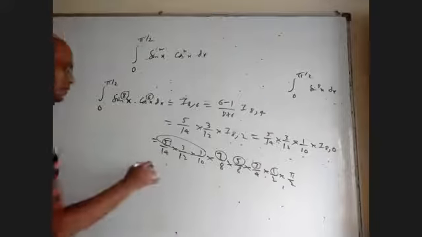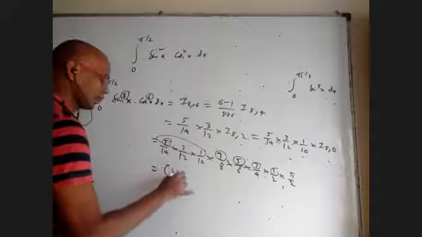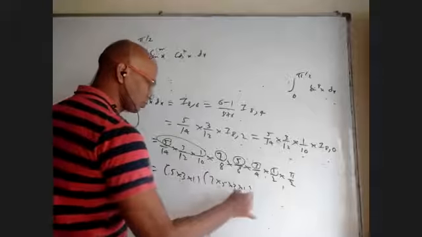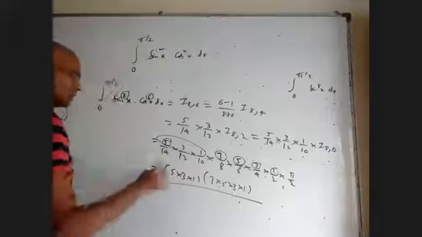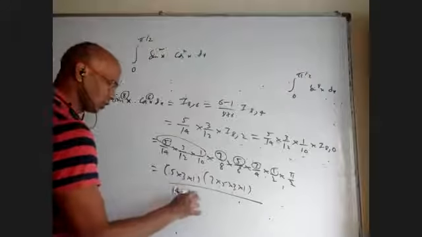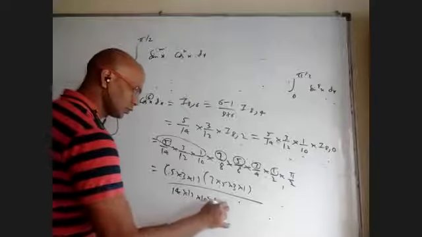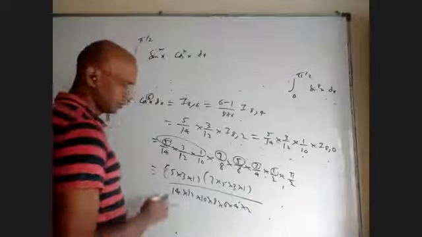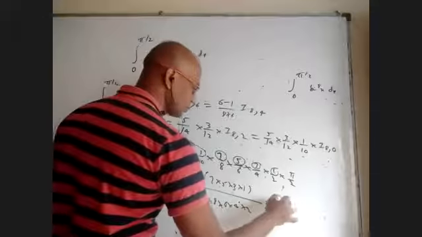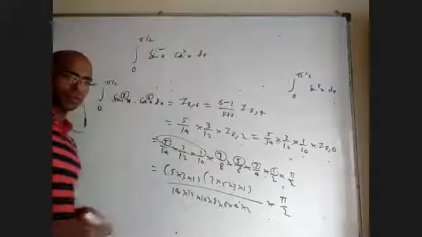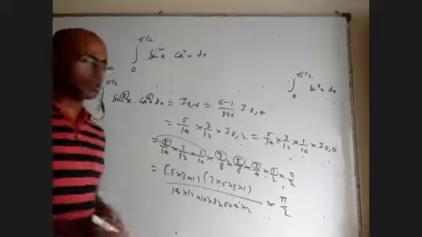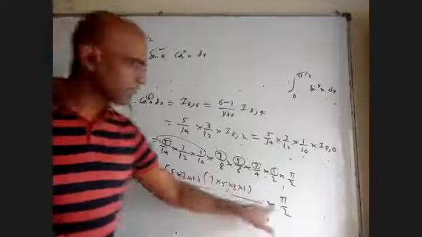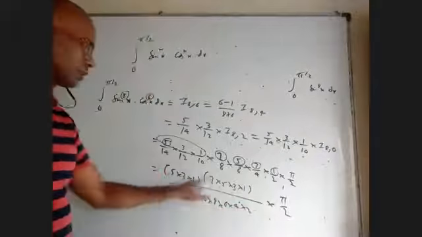So instead of writing the answer like this, I can write 5 into 3 into 1, 7 into 5 into 3 into 1, whole by the sum 14 into 12 into 10 into 8 into 6 into 4 into 2, keep on decreasing, into pi by 2. Later on we are going to see whether both are even or both are odd, every case we are going to get an answer like this. Pi by 2 may come, may not come, but we are going to get these things.